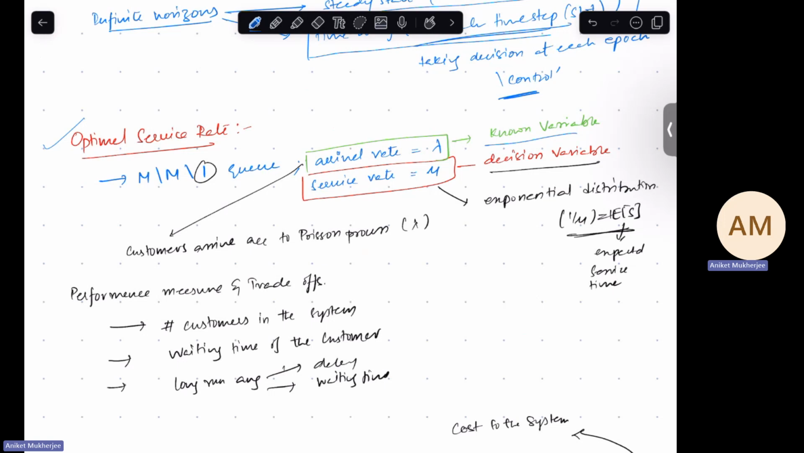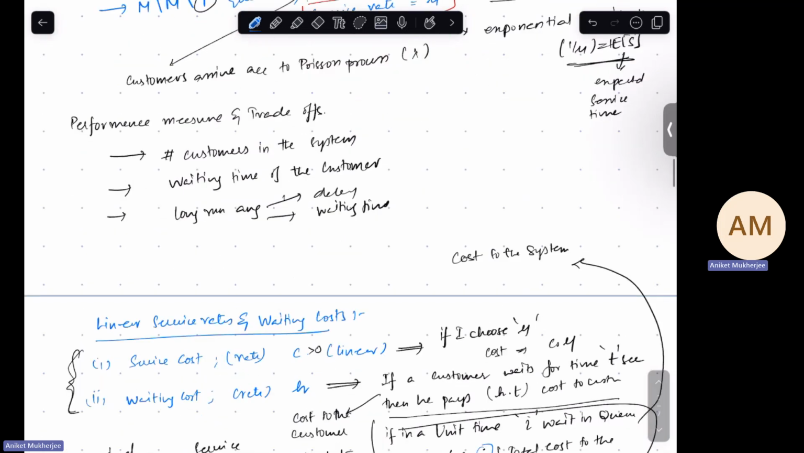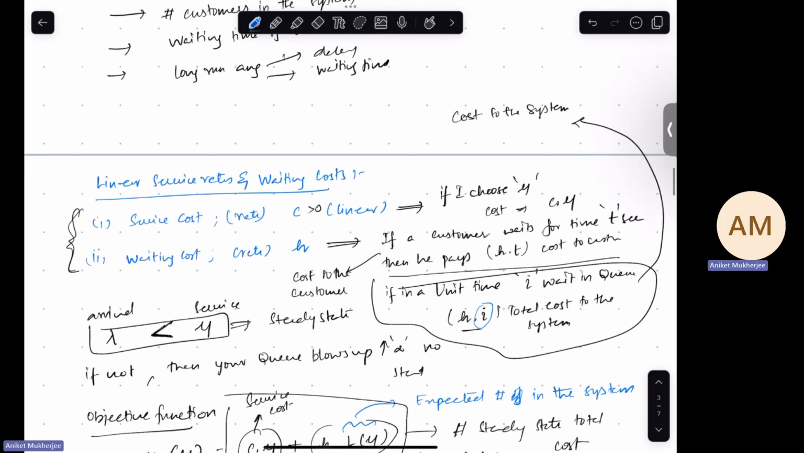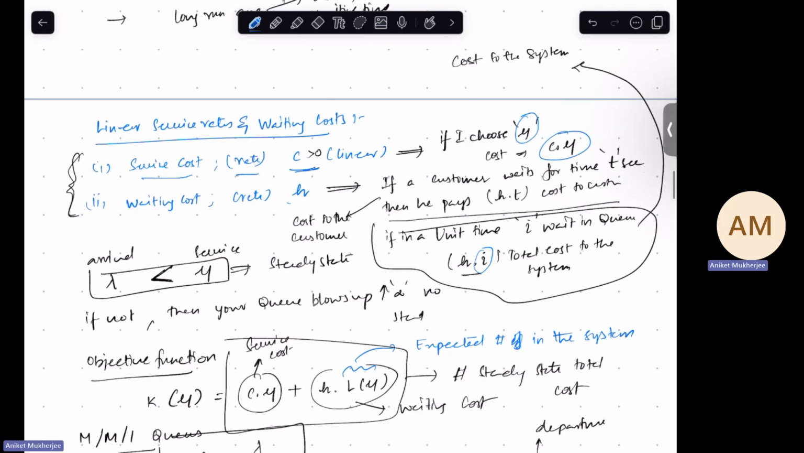And now how do I find out this cost function? I look at the performance measures that need to be either maximized or minimized. The assumptions that I've made here are linear service rate and waiting cost, right? So first I have a service cost, which is C. If I choose mu, then the cost is C into mu. Then there is waiting cost H.